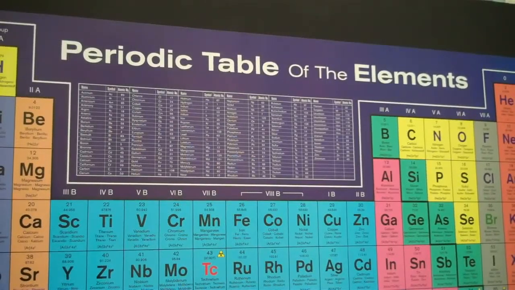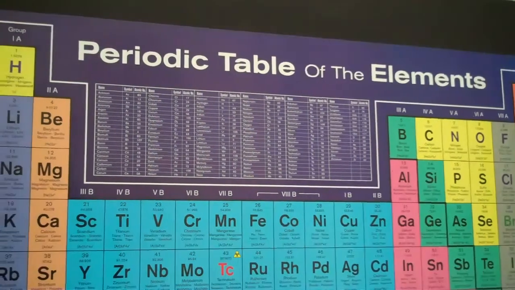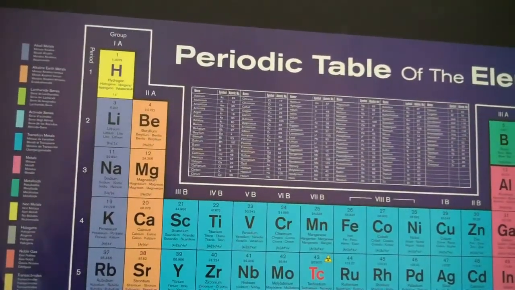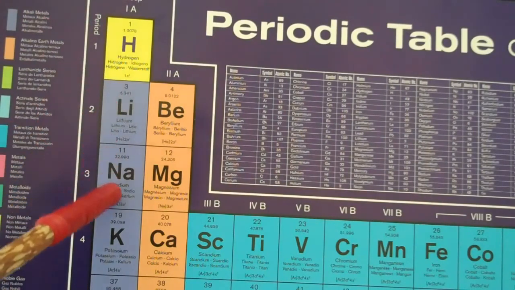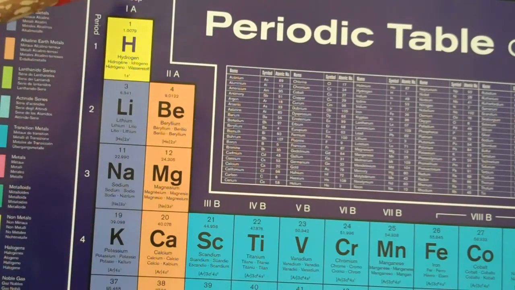We want to study one element in the periodic table of the elements called sodium. You can find sodium in the first group of the periodic table of the elements, under lithium, in the third period.